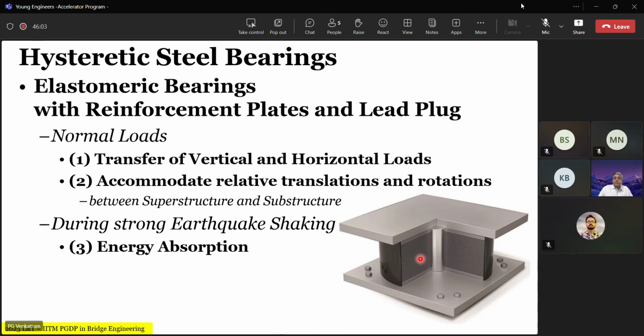Now, the hysteretic steel bearing. This is where the example comes with the elastomeric bearing with reinforcement and the lead core, also called the lead rubber bearing. For normal loads, the transfer of vertical and horizontal loads, it very easily accommodates that, and it accommodates the relative translation just like any bearing. But in addition, because of the lead core, during a strong earthquake it increases the energy absorption. So, let us recap.